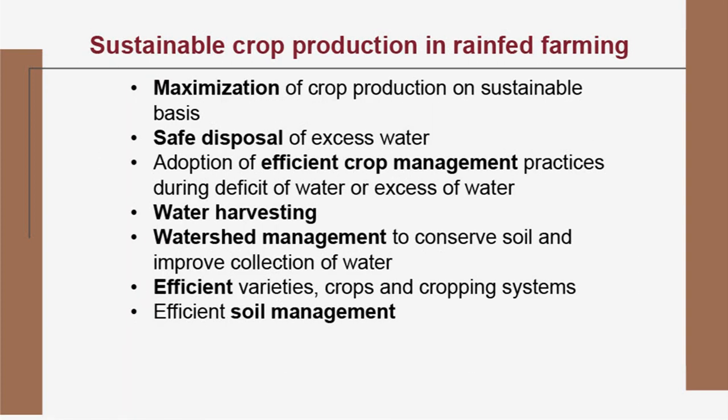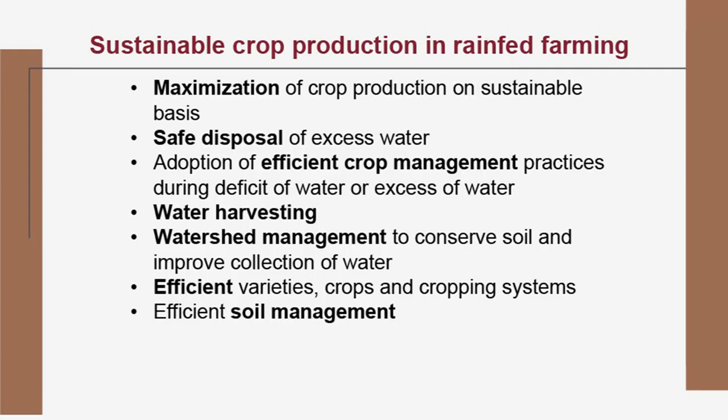Now, sustainable crop production in rain-fed farming. How best can we sustain the production in rain-fed farming? So, maximization of crop production on a sustainable basis. This is important, that we should increase the production, but it should be on a sustainable basis. It means we can meet the demand of the present day's population without compromising the demand and requirement of the future generation. They should also get the same or rather more food, more other commodities they require, and also without deterioration of the natural resources and without polluting the environment.